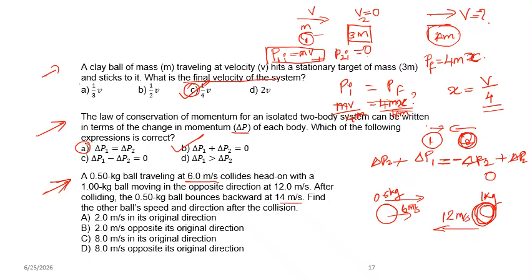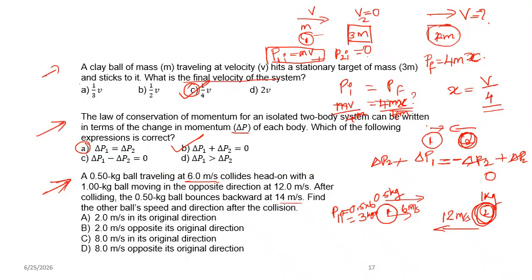What is to be noted is that both objects have momentum before the collision. Let me call this one 1 and this one 2. First, let me calculate the momentum before, then I'll calculate the momentum after, and then I'll equate the values. Initially all the quantities have been given. So what is P1 initial? P1 initial will be mass into velocity, so 0.5 into 6 will become 3 kilogram meter per second.